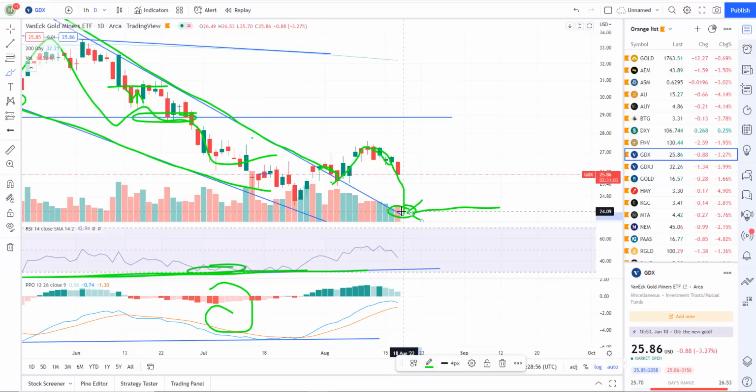So if that happens, if we have a pretty impulsive sell-off down there, then the miners are obviously going to sell off, because this is an ETF of miners. And then we'll look for objective longs on maybe some individual miners. So that's what I got on that one.